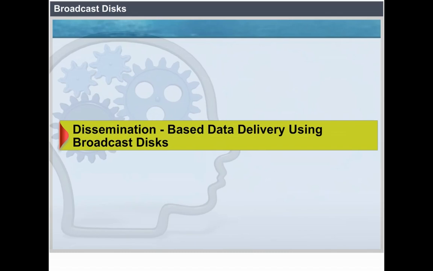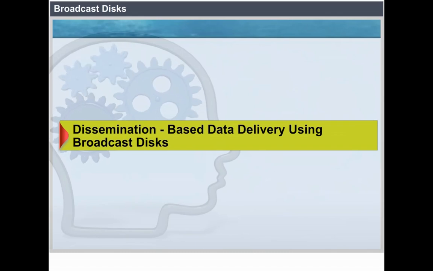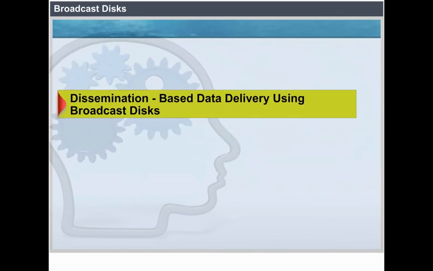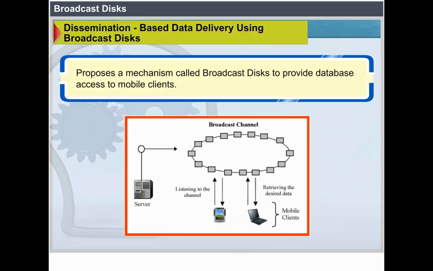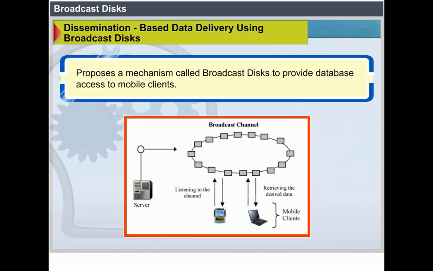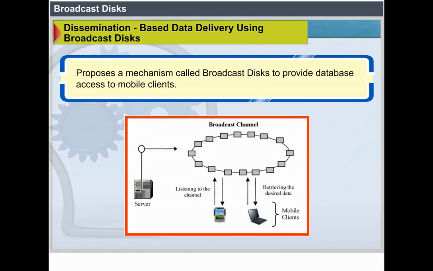Dissemination-based data delivery using broadcast disk. This proposes a mechanism called broadcast disk to provide database access to mobile clients. The server continuously and repeatedly broadcasts data to a mobile client as it goes by. Multiple disks of different sizes are superimposed on the broadcast medium. It exploits the client storage resources for caching data.